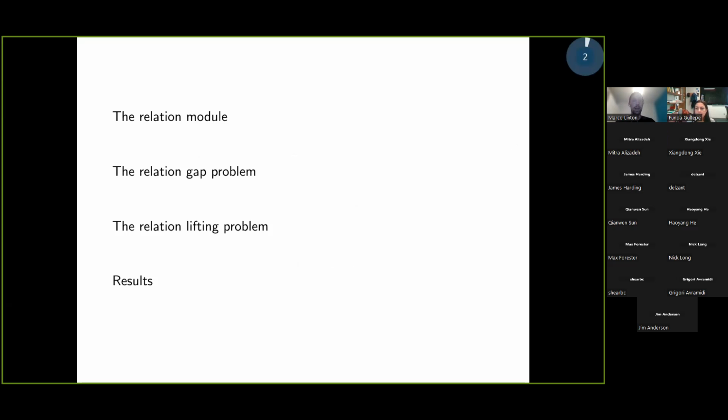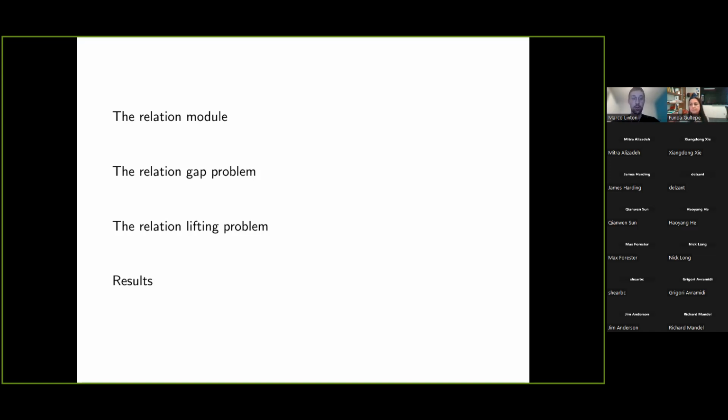So today I'm going to talk about the relation module. Essentially, this is what the relation gap and relation lifting problems are about. In the first part of the talk, I'm going to describe what the relation module is and go over some examples of different computations of relation modules.